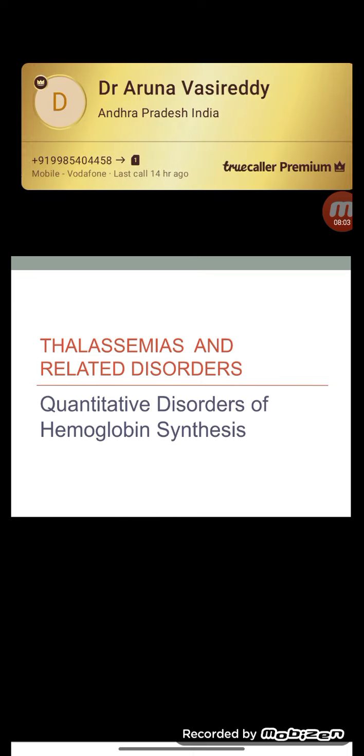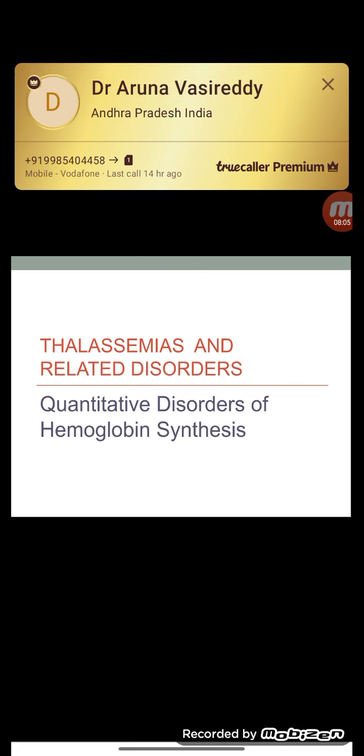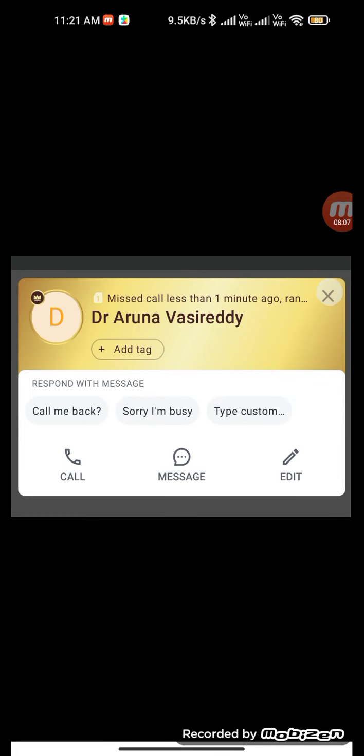So, first coming to the thalassemias and related disorders. Thalassemias are the common name given to the syndromes that are the result of qualitative disorders of hemoglobin synthesis resulting from defective globin genes.